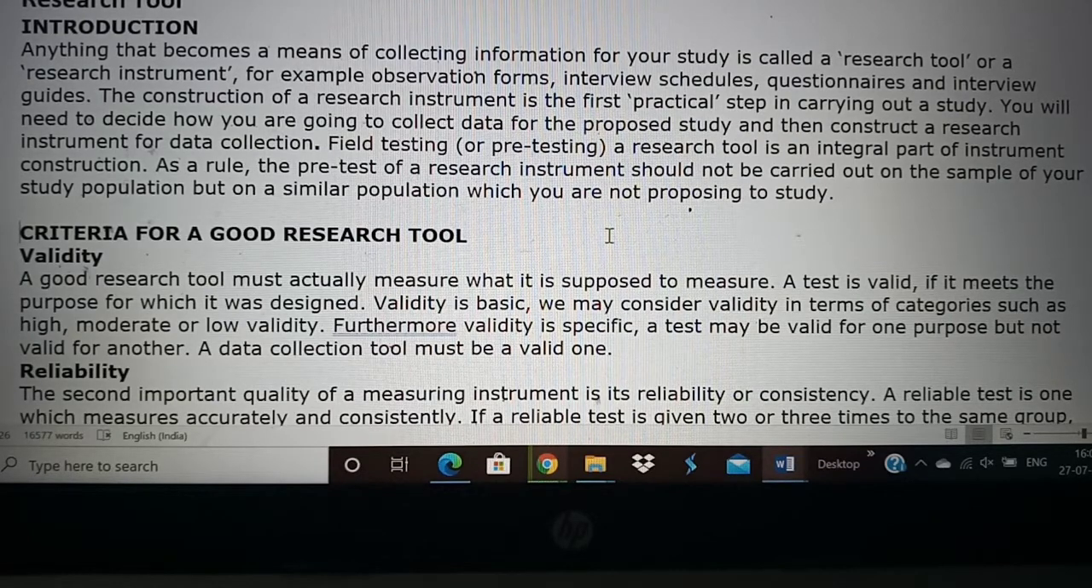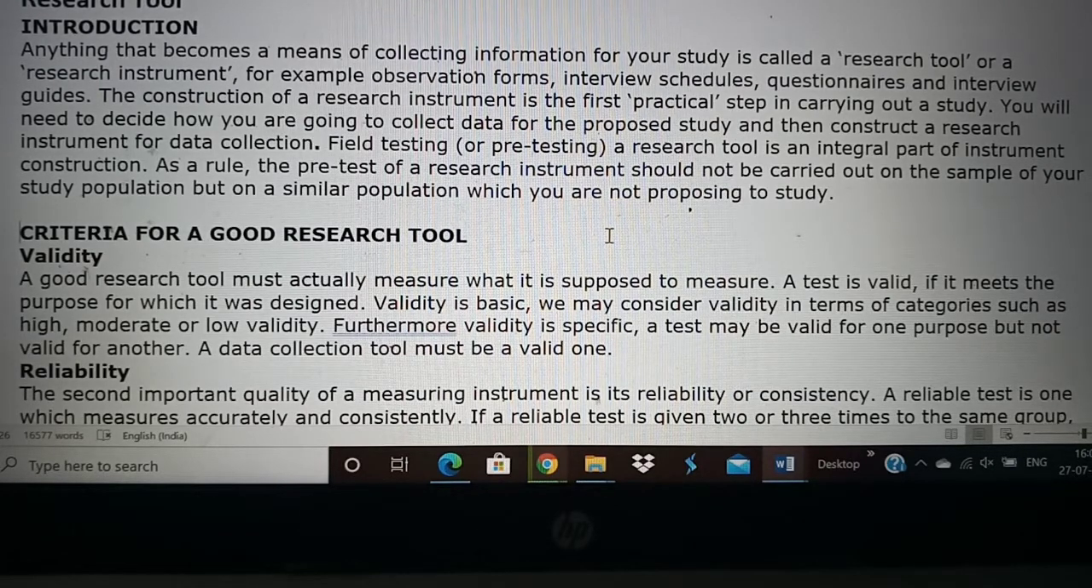The first thing you have to do in any research is to make this research tool. You have to make a form for your observation, what you are going to observe, or an interview schedule, or a questionnaire. This has to be made or constructed by the researcher. This will be based on what kind of data you want to collect for your research.